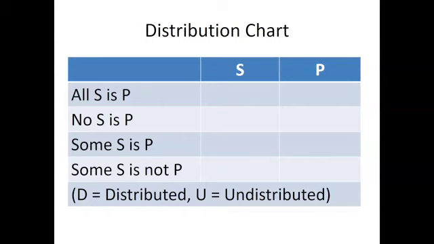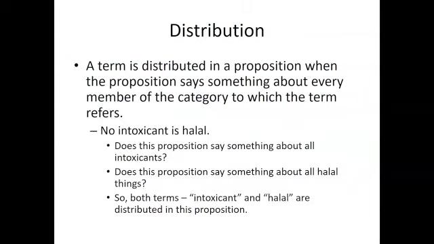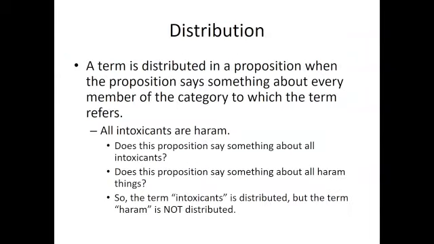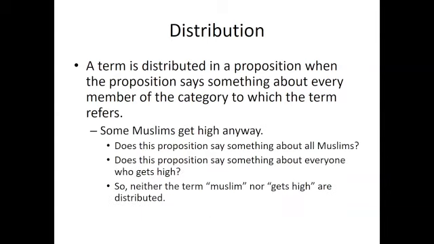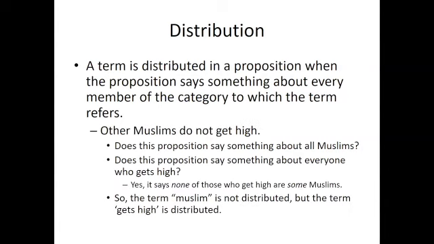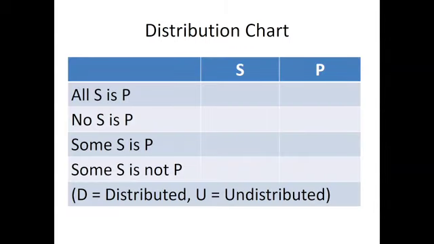And we can just make a chart now. Those 4 examples that we showed you, we'll go back again. All intoxicants are haram. Remember from the 4 types of categorical propositions, this is the form all S is P. This is the form no S is P. This is of the form some S is P. And this is of the form some S is not P. And so we have that here, right?